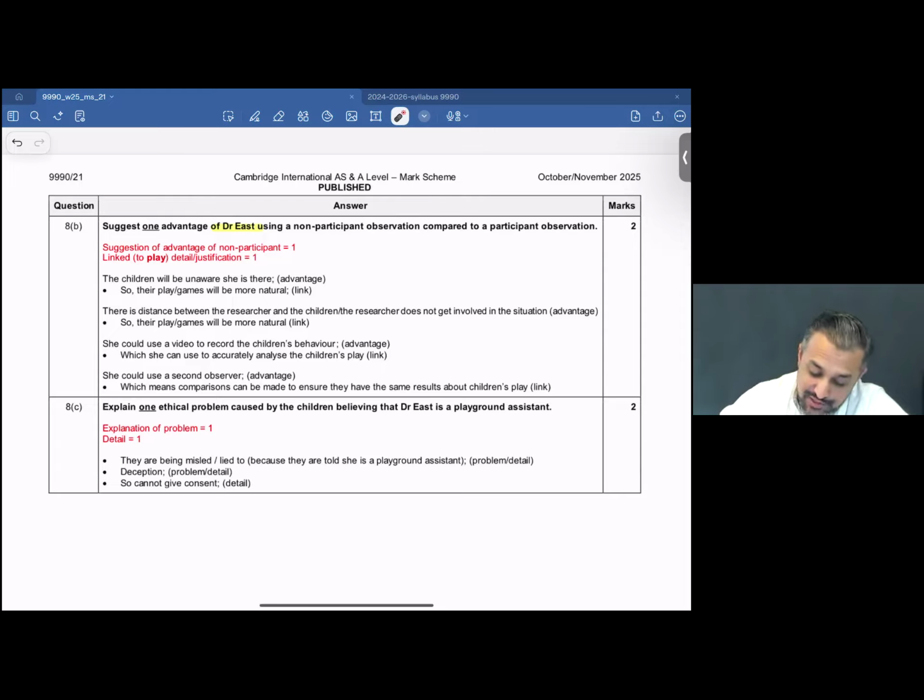So suggest one advantage of Dr. East using non-participant observation compared to participant observation. A suggestion of an advantage of non-participant observation gets you 1 mark, and the second mark you get when you link it to the play.